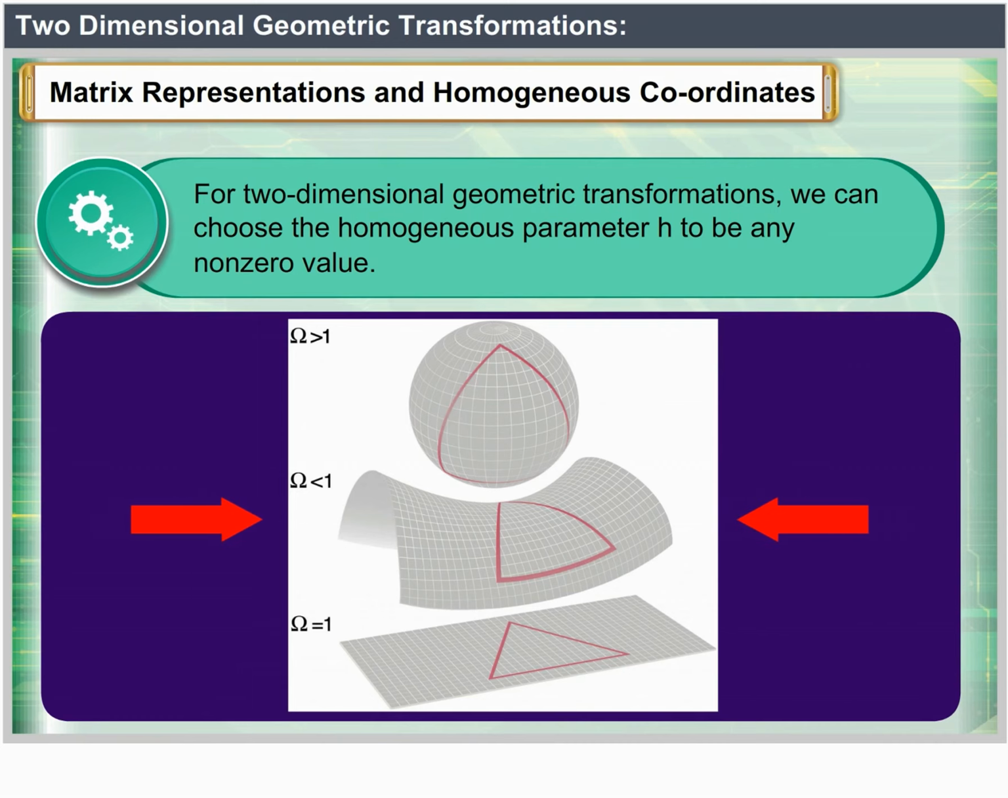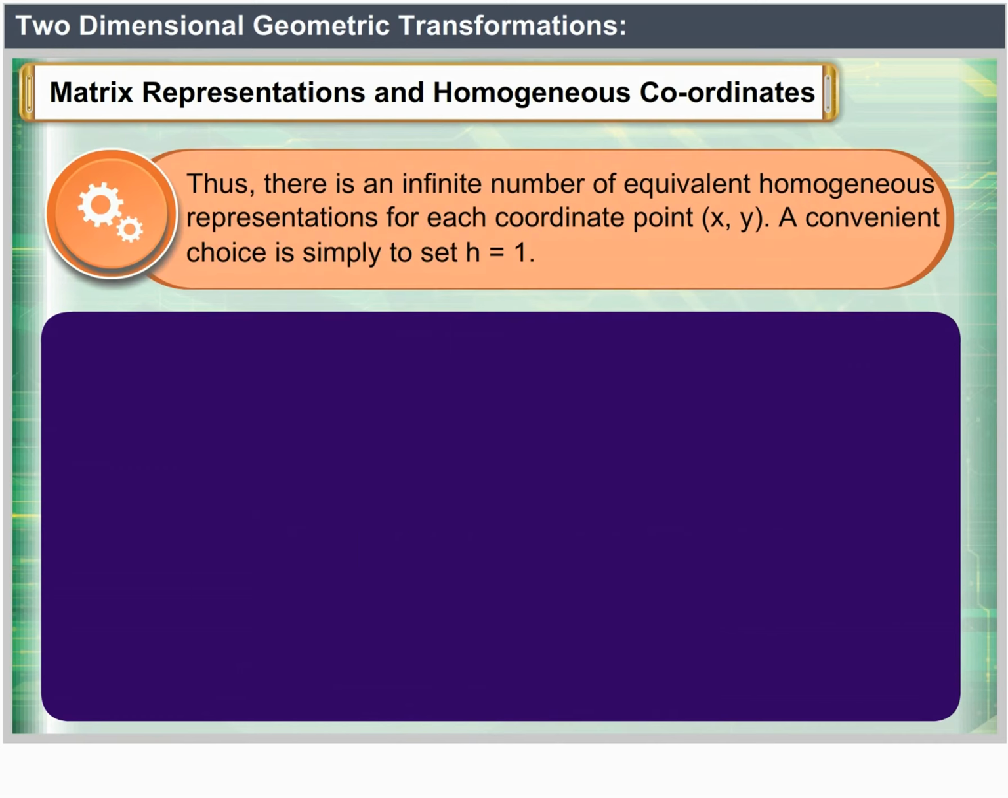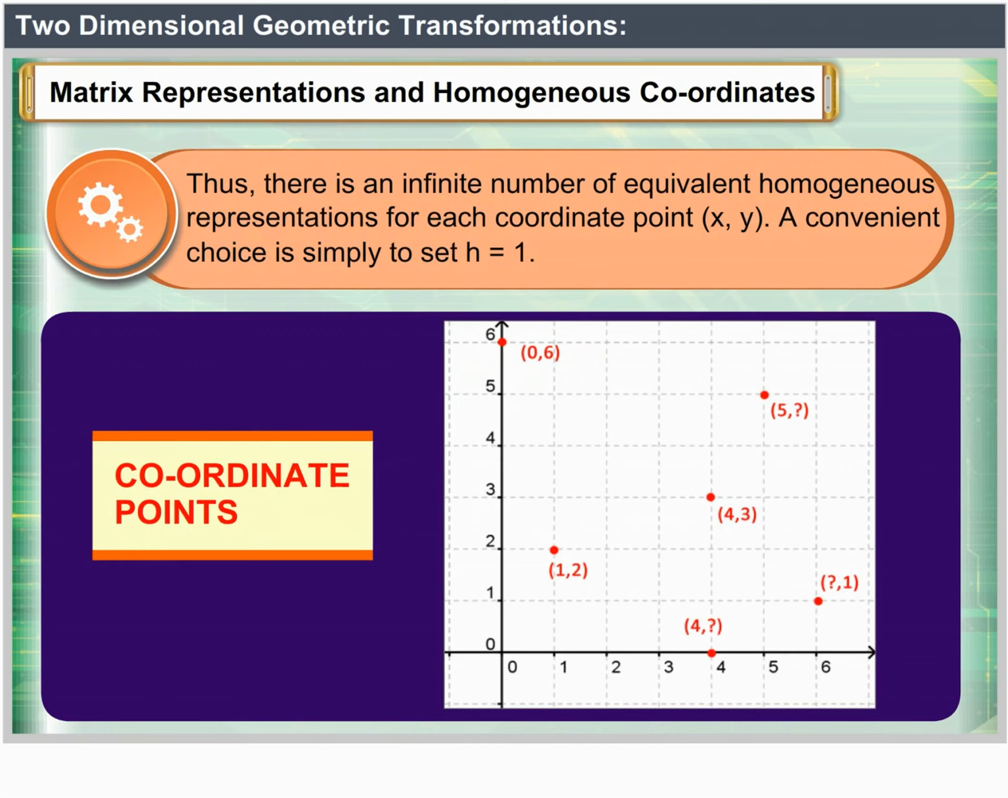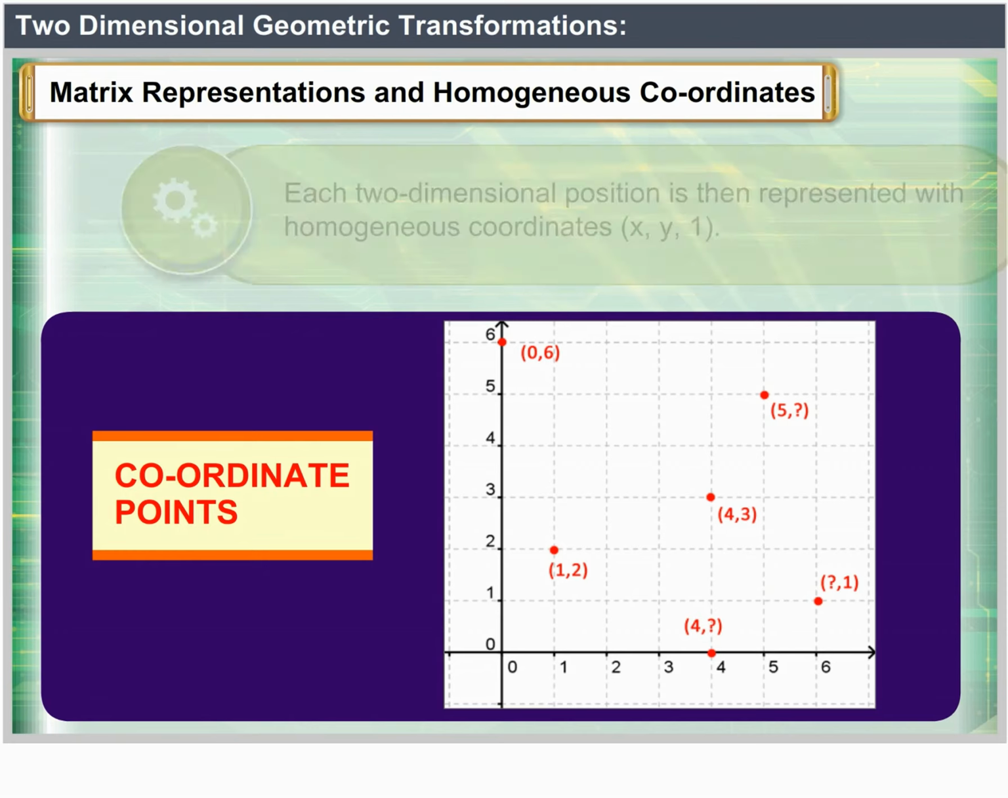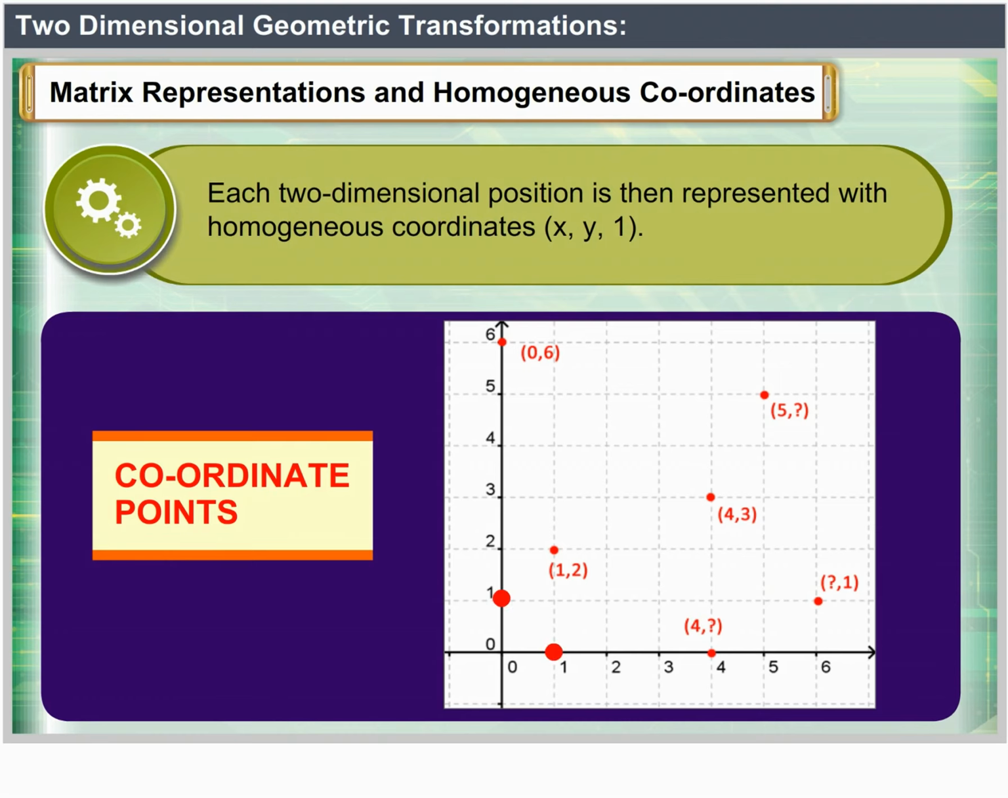A convenient choice is simply to set h equal to 1. Each two-dimensional position is then represented with homogeneous coordinates x, y, 1. Other values for parameter h are needed, for example, in matrix formulations of three-dimensional viewing transformations.